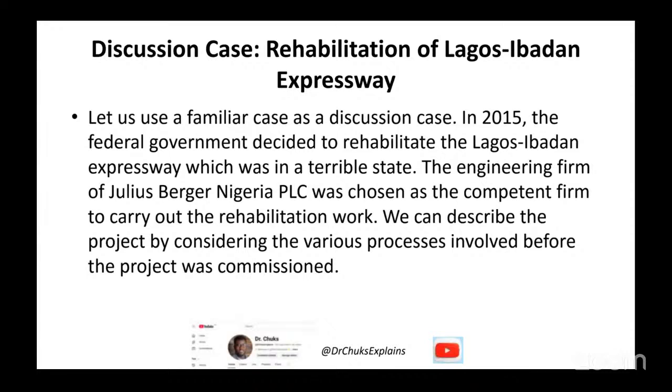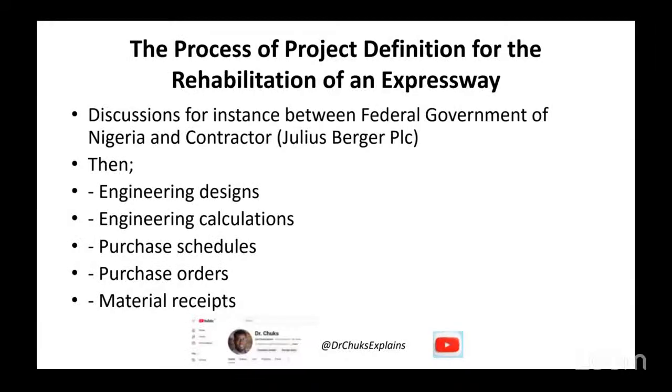So we can describe the project by considering the various processes involved before the project was commissioned. You can't commission a project that you have not done. So what is the first process in the project definition for this rehabilitation of the expressway? The first process is that the federal government of Nigeria and the contractor will have to discuss. That's the first step in the process. Then the engineering design will be discussed.